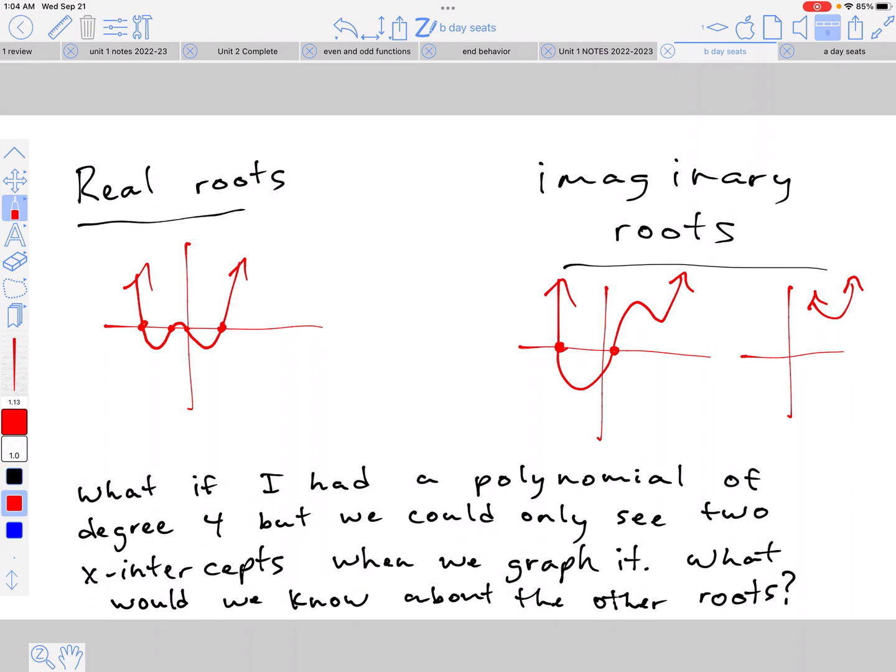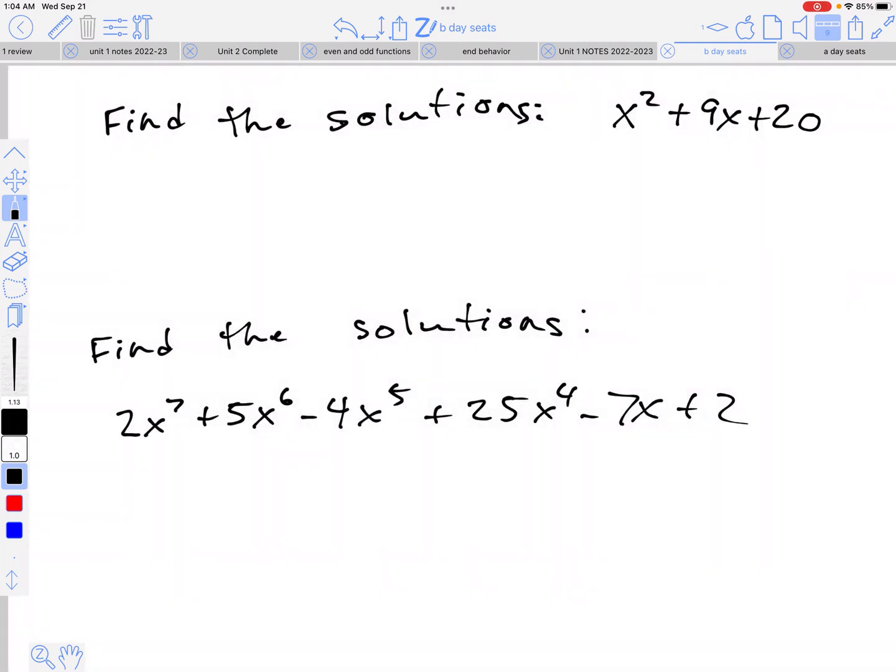Alright, what if I had a polynomial of degree 4, but we could only see 2 x-intercepts when we graph it? What would we know about the other roots? Well, we'd know that they are imaginary. Remember, imaginary come in conjugate pairs, as we talked about earlier. So if you have 3i, you know you're going to have negative 3i. If you have 4 minus 5i, you're going to have 4 plus 5i. Remember that conjugate. So imaginary roots always come in pairs. Irrational roots always come in pairs as well.